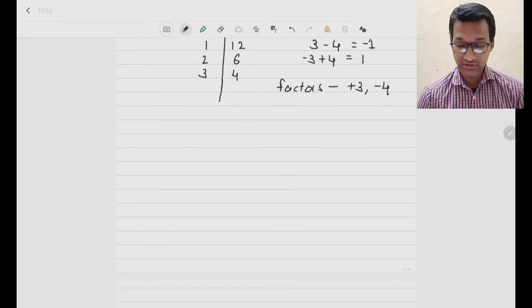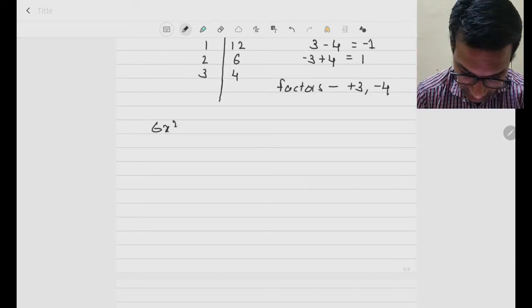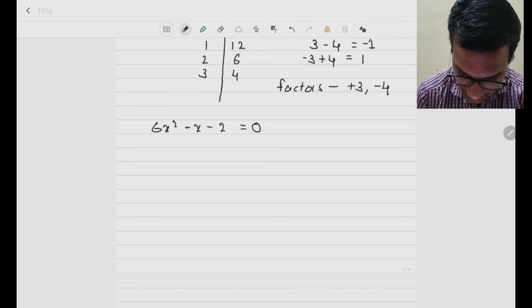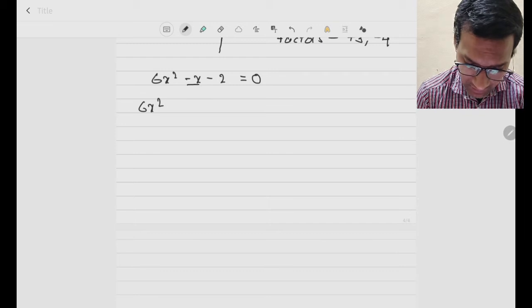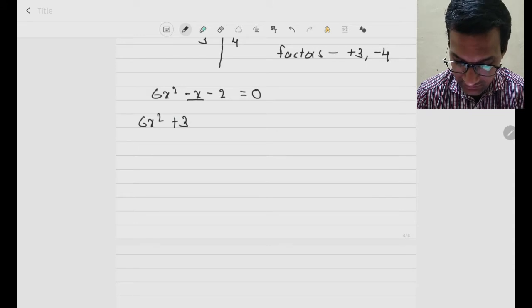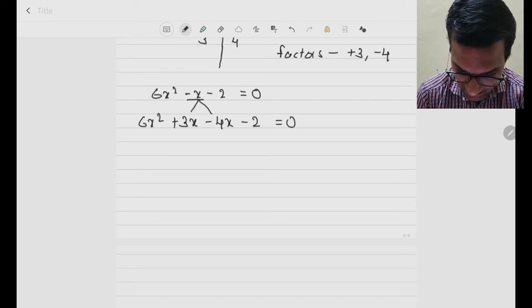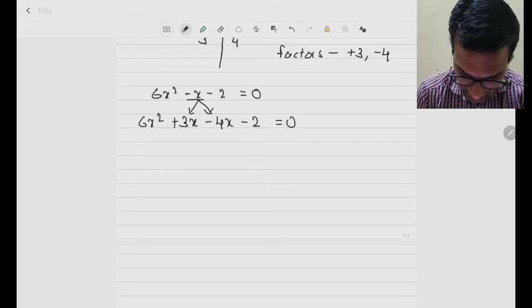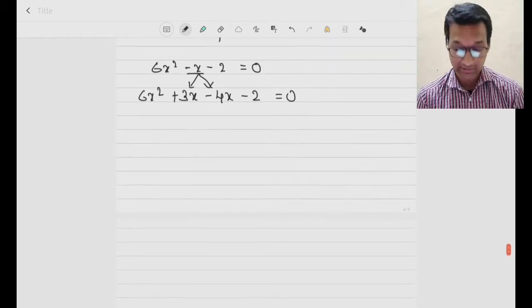Now let us put these factors into the equation. So we have 6x square minus x minus 2, which we will directly equate to 0. So 6x square. Now instead of writing this middle term, we will write it in terms of its factors. Plus 3x minus 4x minus 2 is equal to 0. Now see, if I subtract this 3x minus 4x, I will get minus x back.